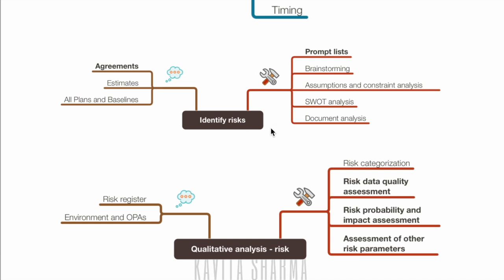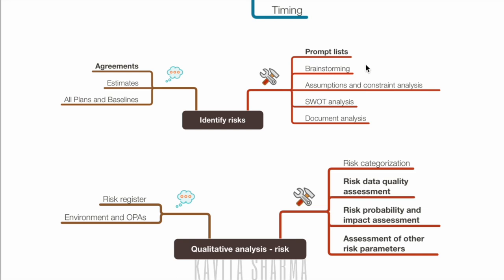So we identify the risk. How do we identify the risk? I can normally work with my team and do brainstorming. I can look at assumptions and constraint analysis. I can do SWOT analysis. I can look at the documents, the contract, and so on, and find out what the risks are. But this is going to give me just a few aspects of the risk. It would not give me a consolidated list.